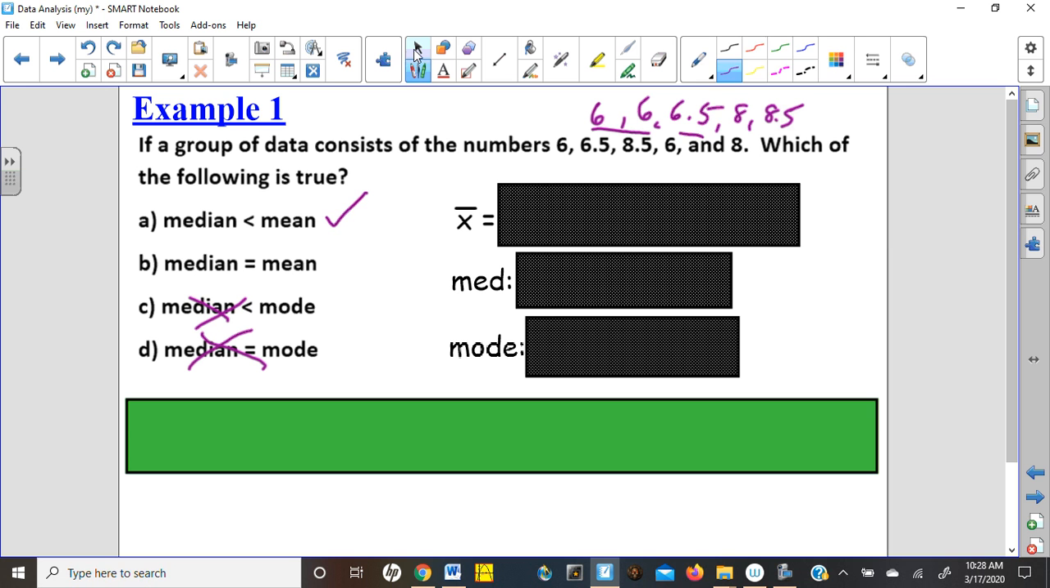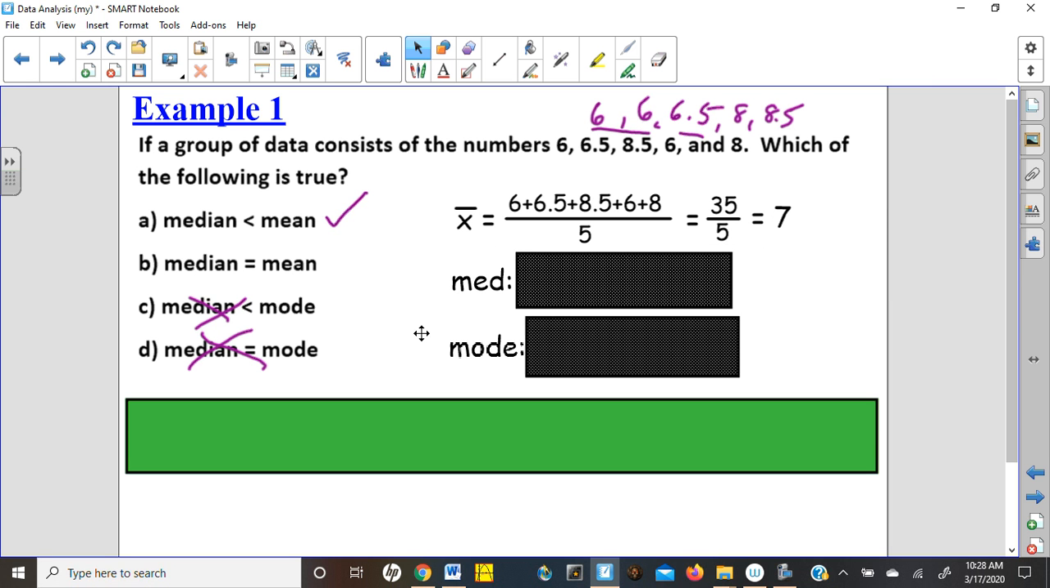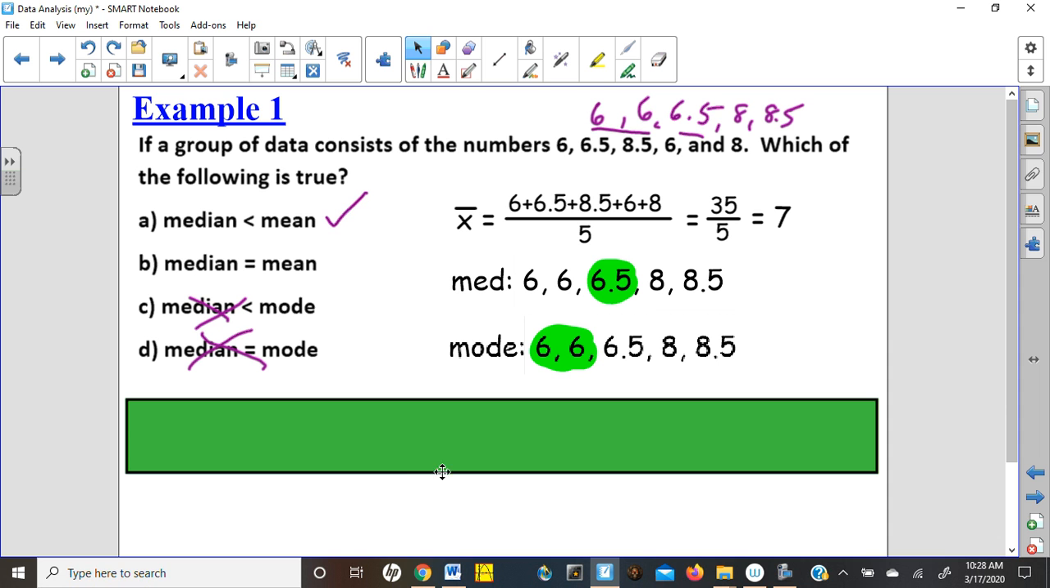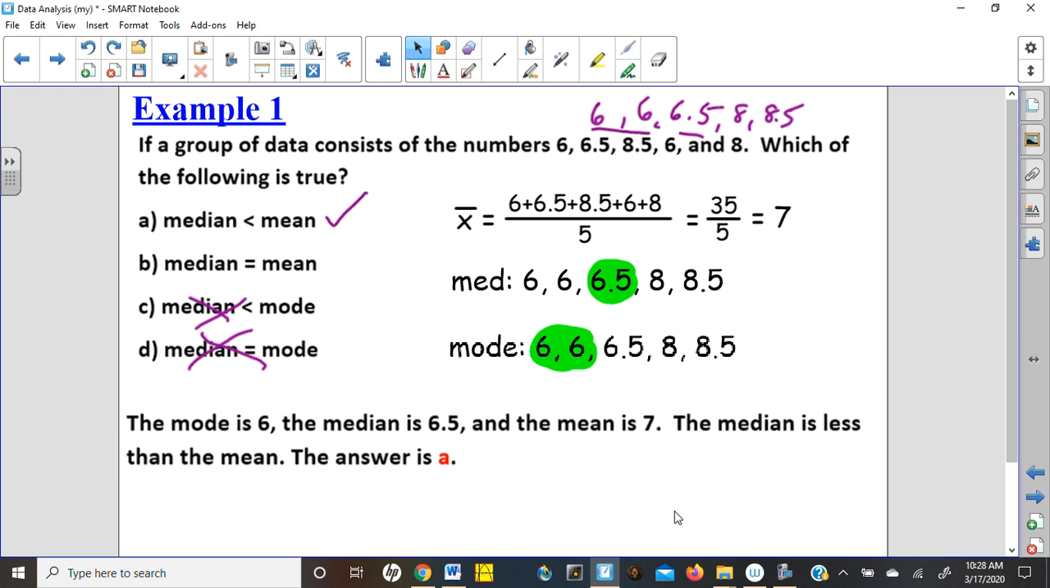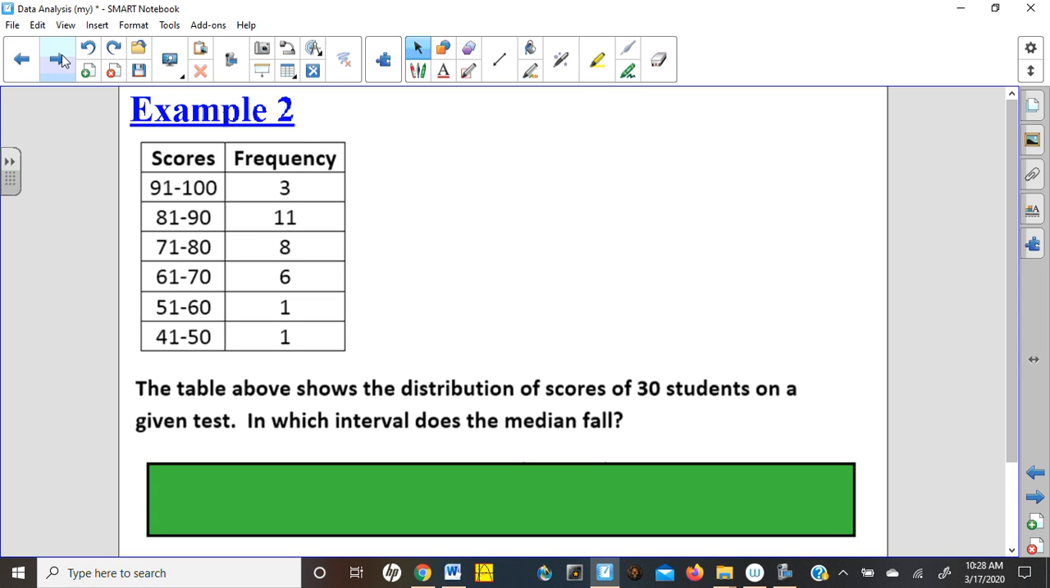But if we did work it out, we would find that the average, the mean, was 7. And then as we said, the median was 6.5 and the mode was 6. And sure enough, the only one of these that is actually true is A. Okay, so don't hesitate to do the calculations if you need to, but sometimes you can save yourself some time.